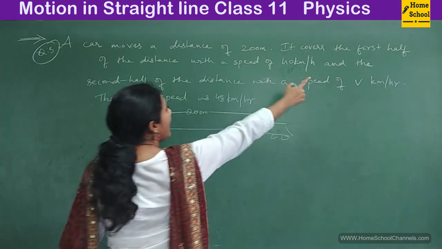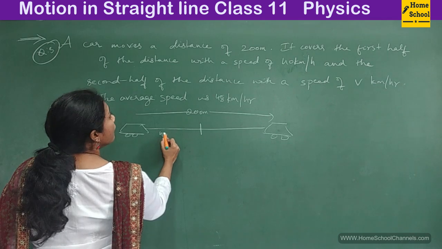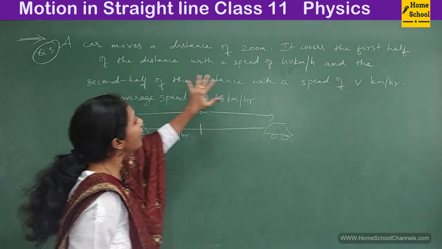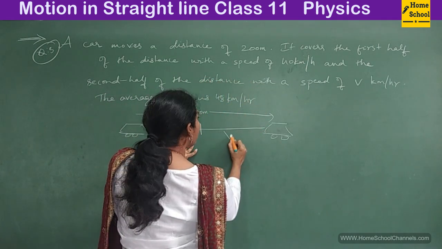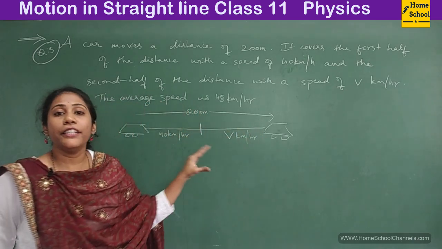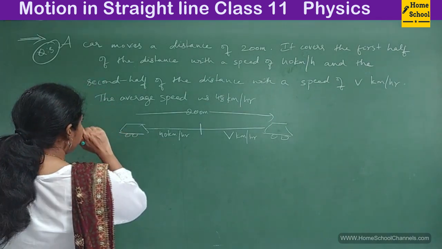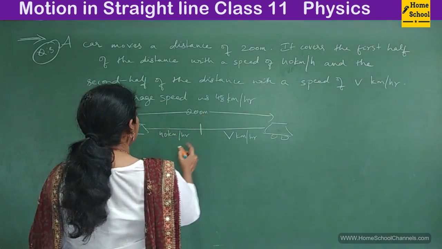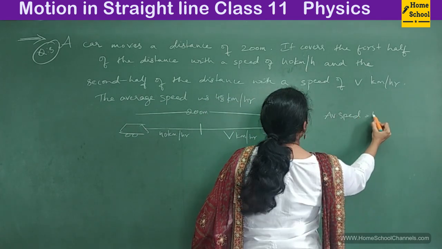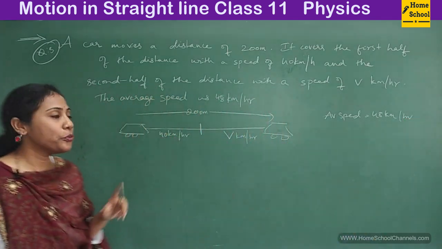Fine. It covers the first half of the distance with a speed of 40 kilometers per hour, and the second half of the distance with the speed V kilometers per hour. That V value we have to find out, guys. Clear? Fine. And then the average speed they have given, that is how much? 48 kilometers per hour.